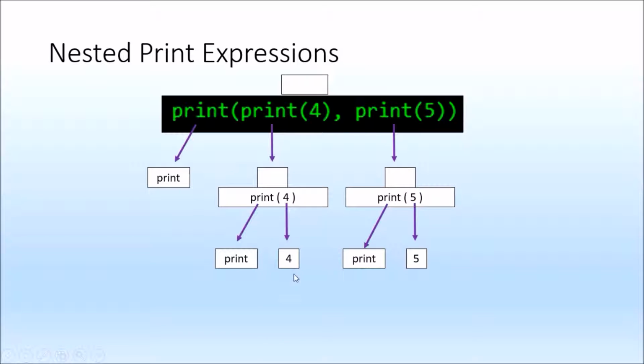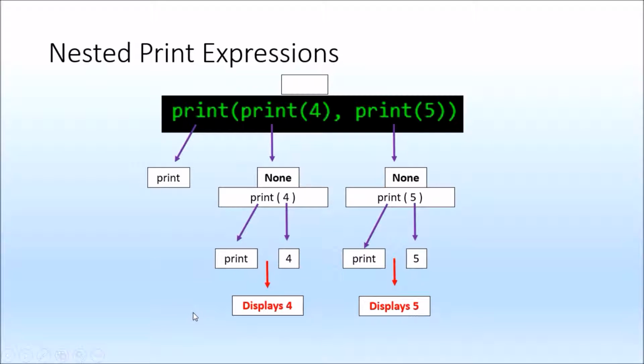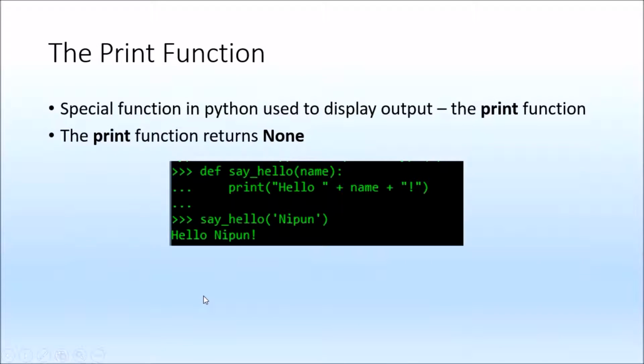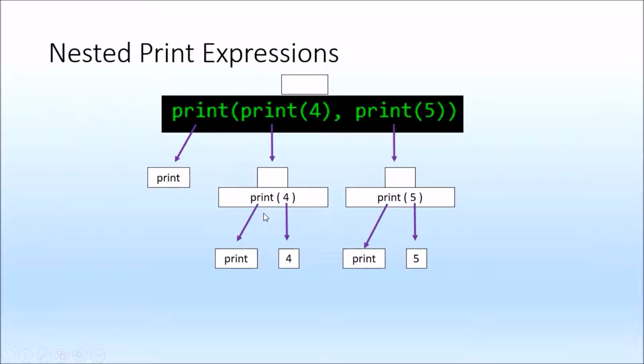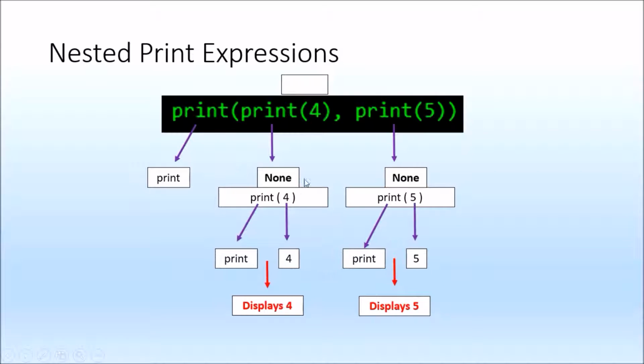When we print 4, we're physically going to display 4. When we print 5, we're going to display 5. This is going to go left to right. So here we have a side effect where it displays 4 and displays 5. But remember what I said: the print function returns None. That's very important because the evaluation of all of these print calls is going to be None.